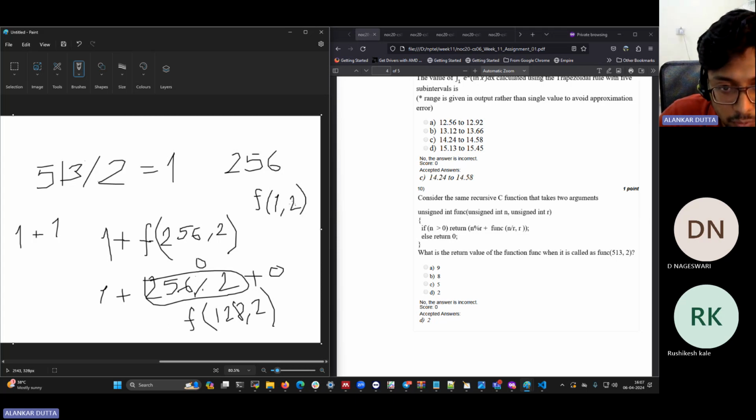And then when you divide 1 by 2, and it's an integer division, what you are left with is 0. So in the last iteration, you come out of your recursion because your n now becomes equal to 0, and then you go to the else statement and you return 0. So all you are doing at the end of it is just adding two ones, so the output of this function is 2.